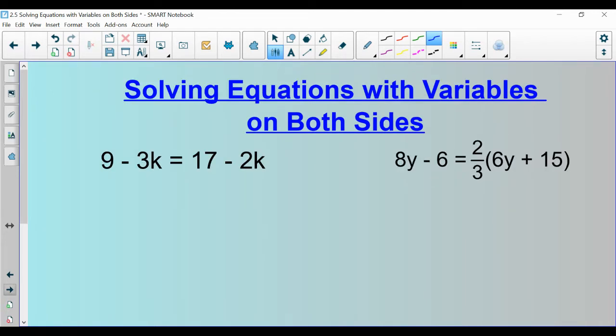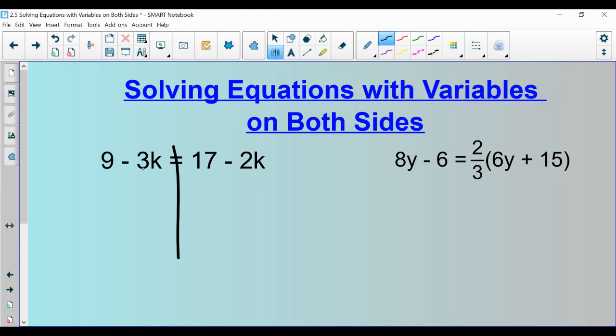Here's a couple more examples. Why don't you guys pause it here and give it a try, and then I'll go over it in a second. You're going to notice both of these examples have variables on both sides of the equation. Let's give them a try.